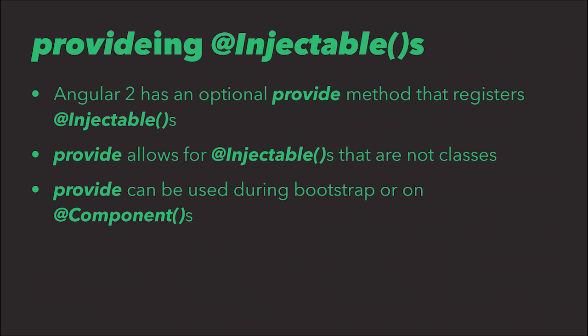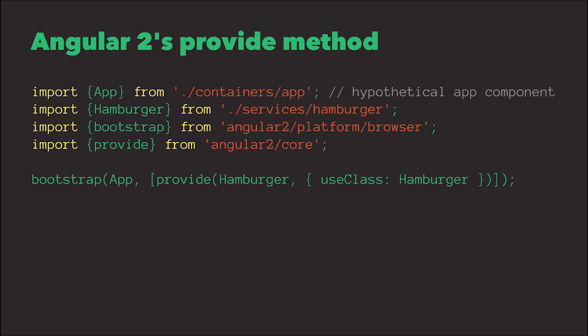We talked a little bit earlier about how Angular assumes that everything that is an injectable is a class. Well, it turns out that it doesn't have to. It can do more than that, and it does so with a provide method for providing injectables. Provide lets you define a string or a class and then describe to Angular how to actually build that.